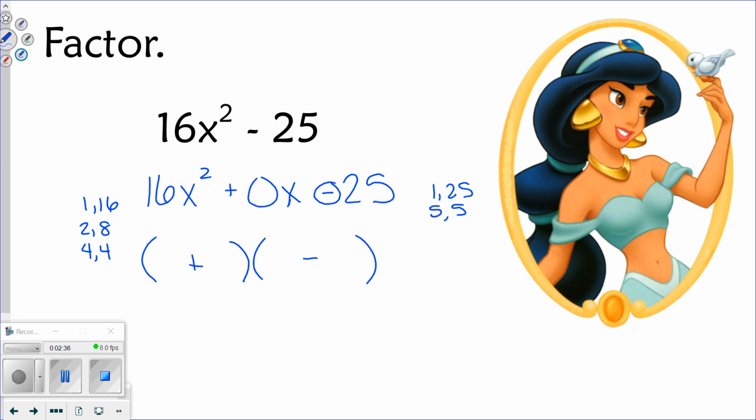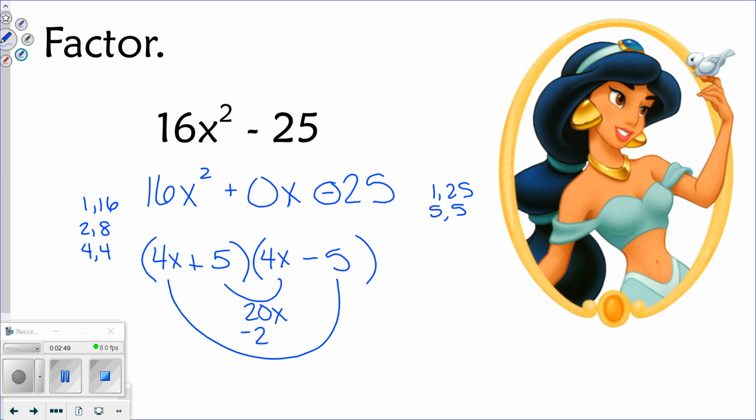4 and 4 and 5 and 5 makes sense, right? So if I do 4x and 4x, and if I use 5 and 5, this gives me 20x. Outside gives me negative 20x, which is 0x. It canceled out. I got that to go away.